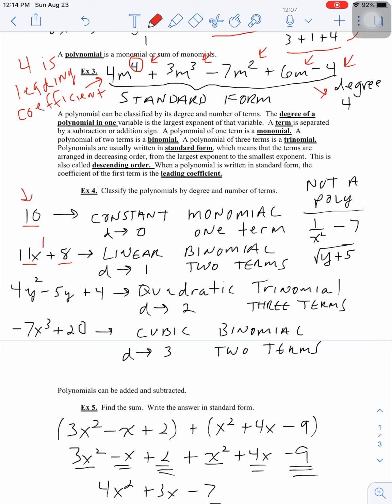If we look at 4y squared minus 5y plus 4, okay, we see we have a y squared and a y. The 2 is the largest exponent, so the degree is 2, and that would be called a quadratic. And then we have 1, 2, 3 terms, which would make it a trinomial. When we look at the last example, we have negative 7x cubed plus 20. Well, if we look at the 3, it's a degree 3, making it cubic. And then we have 2 terms, so it's a binomial, or a cubic binomial.